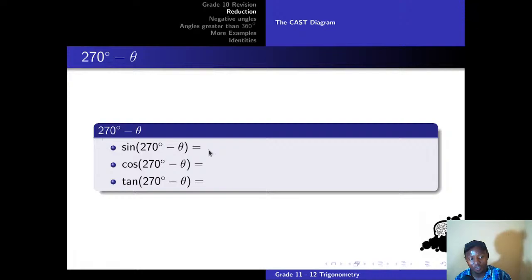A cos of 270 degrees minus theta is going to give us a negative sine of theta. Then a tan of 270 degrees minus theta is going to give us a positive cot of theta.